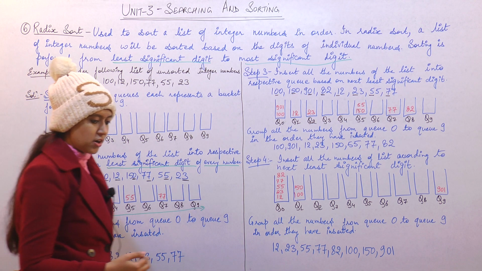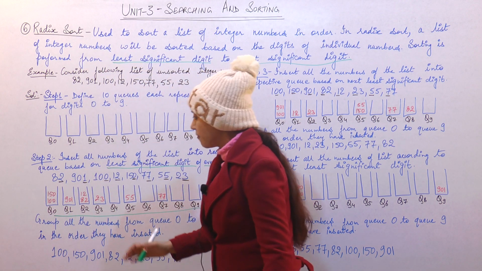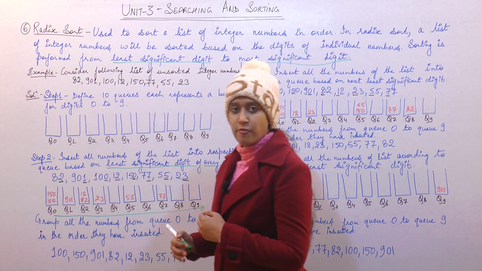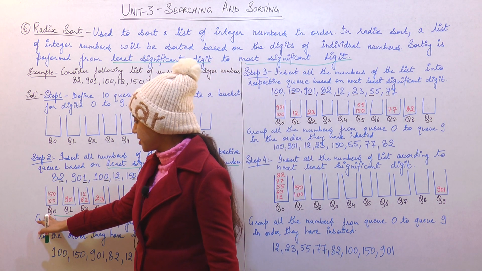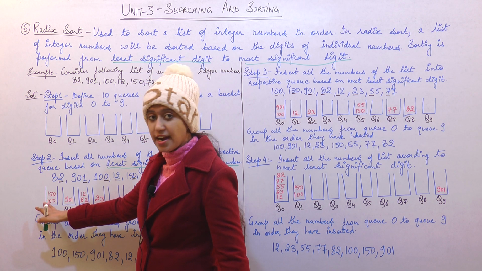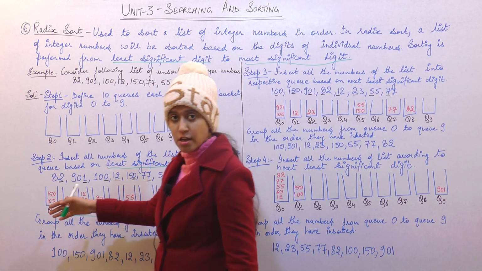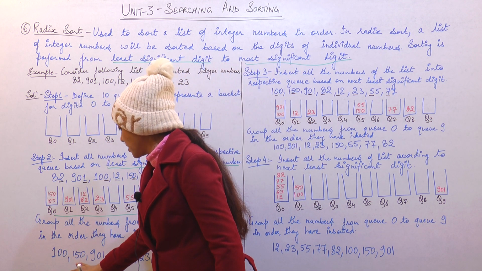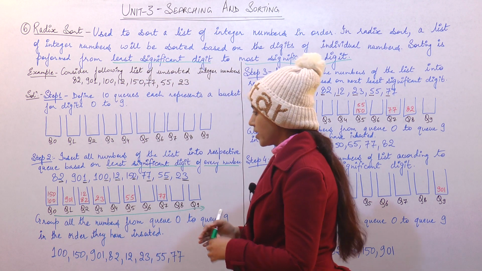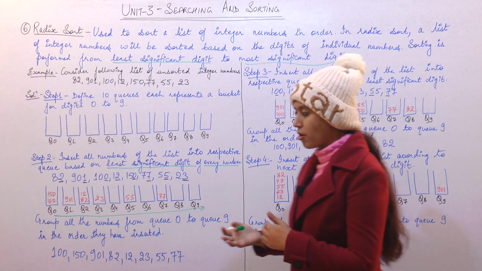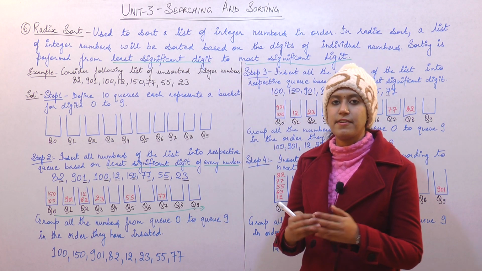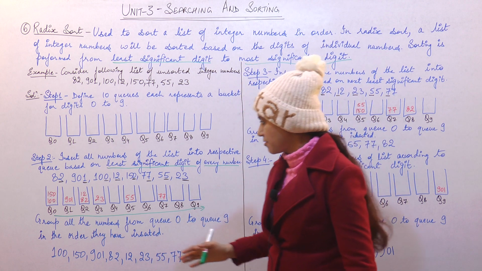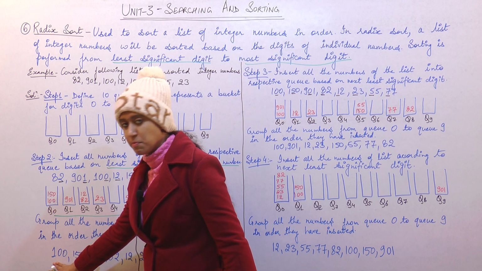In the order in which they have been inserted means we will write the first inserted element at first place. That means in bucket Q0 we first inserted 100, then inserted 150. So for grouping we will firstly write 100, then only we will write 150. Always keep this in mind: for grouping all the numbers from Q0 to Q9, we will implement the first in first out principle. That means the first inserted number will be the first displayed number.